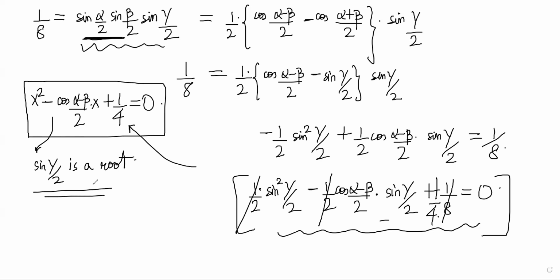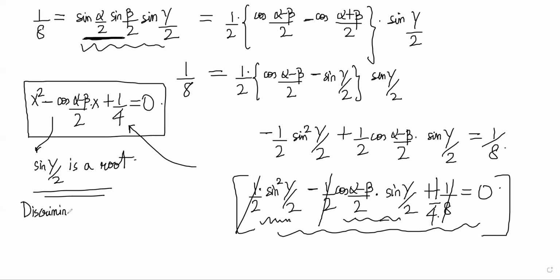What am I saying? If I put x is equal to sine lambda by 2, this satisfies this equation, because actually that is the equation: sine square lambda by 2 minus this plus 1 by 4. So sine lambda by 2 is a root of this equation. And let's look at the discriminant of this equation.